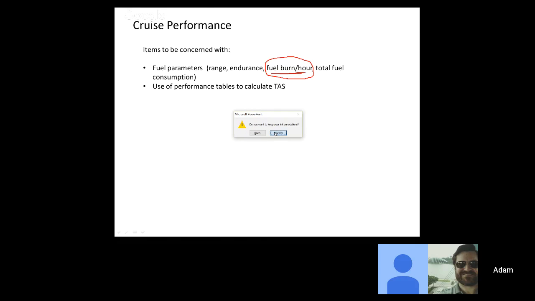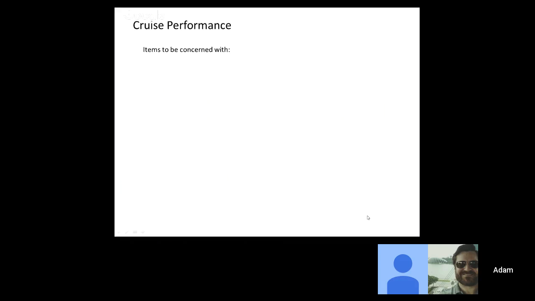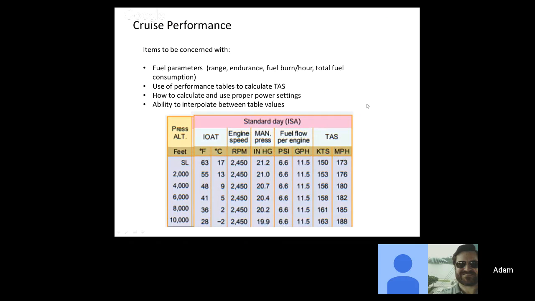So let's see. Oh, I think, yep, I do. And so here is a table that you'll find in a typical general aviation operating handbook. And they're tabular because it's what the manufacturer expects the typical operating conditions to be.